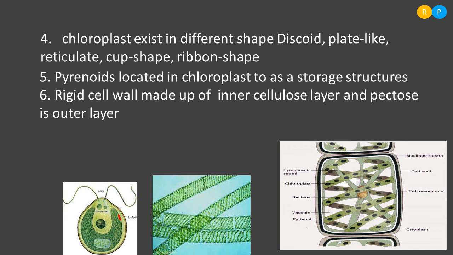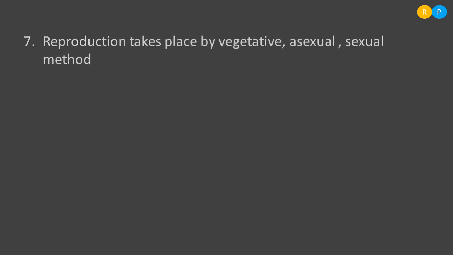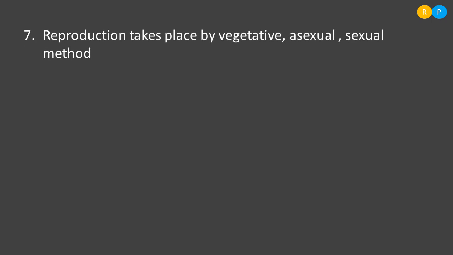material in the alga. Then how do these members reproduce? Because reproduction is a very essential process that takes place in all living organisms. Without reproduction, the continuation of generations does not take place. Reproduction in green algae takes place by three different methods. Here we can see vegetative, asexual and sexual methods of reproduction.